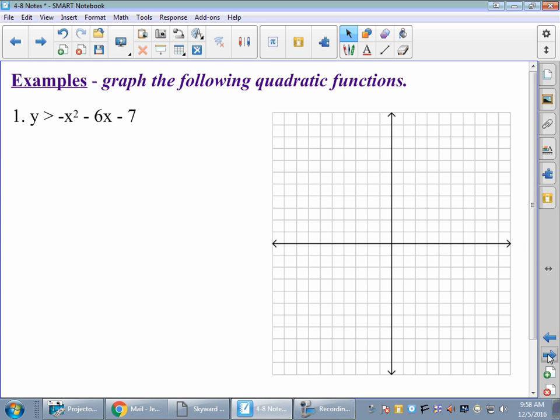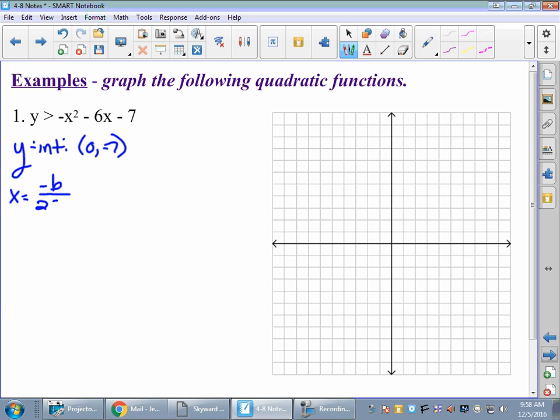Y greater than negative x squared minus 6x minus 7. So this is in standard form. When it's in standard form, I can quickly see that my y-intercept is 0, negative 7. I could put it into vertex form to find my vertex, or I can use negative b over 2a. So I'm going to do x equals negative b over 2a.